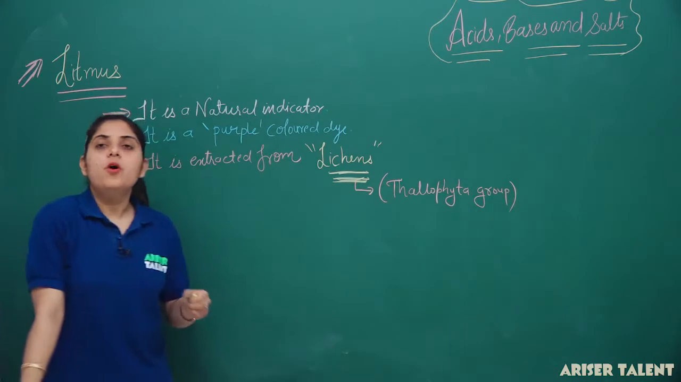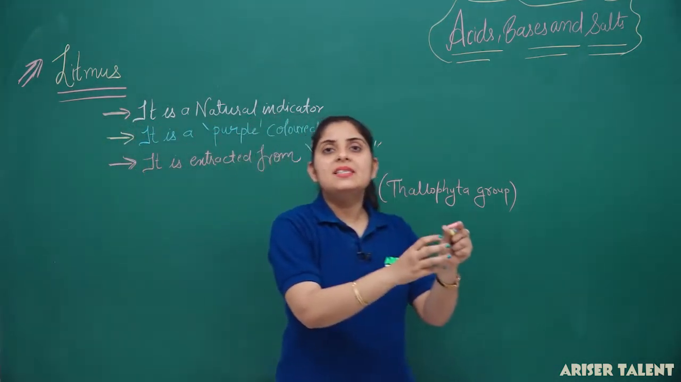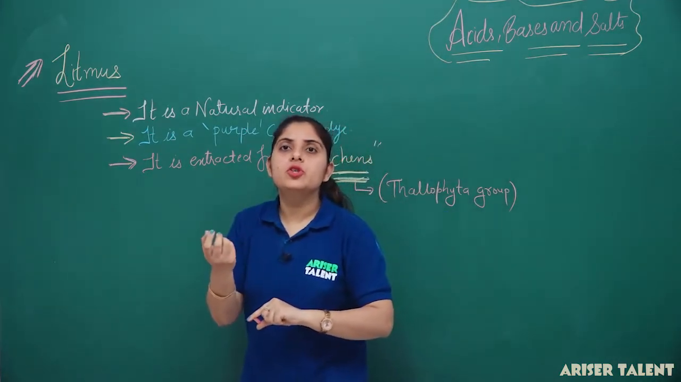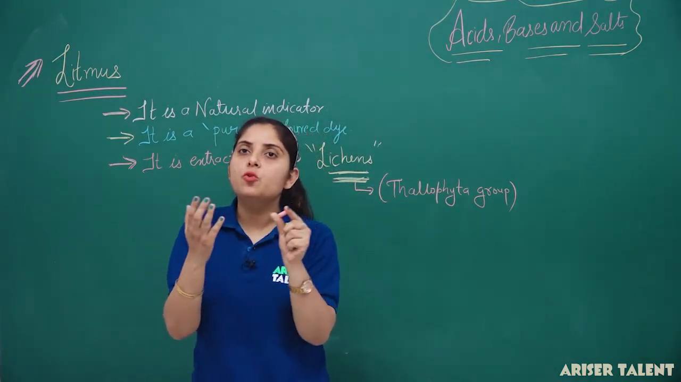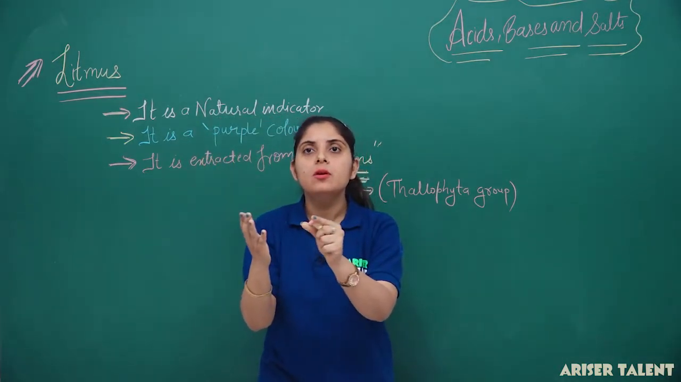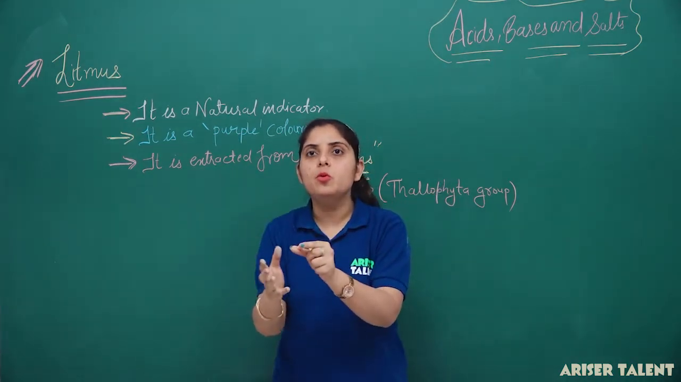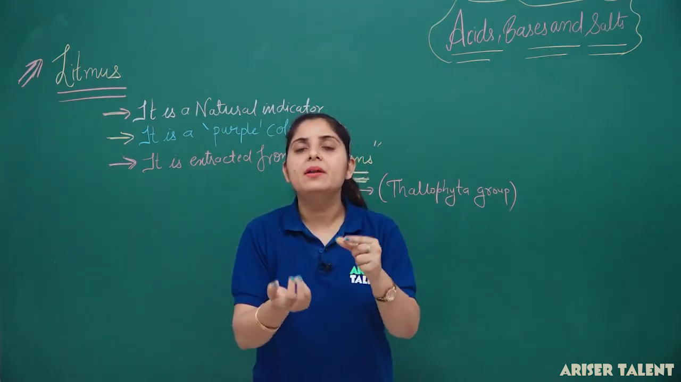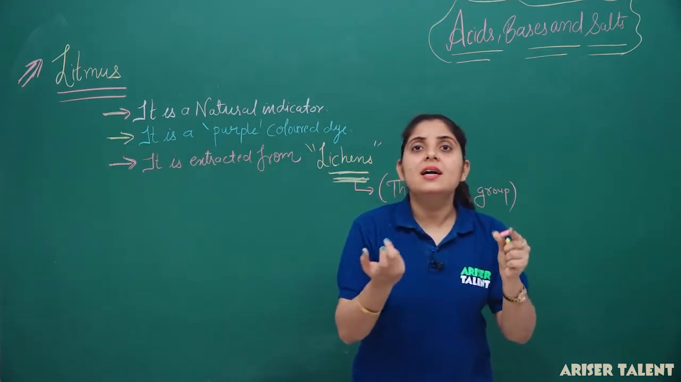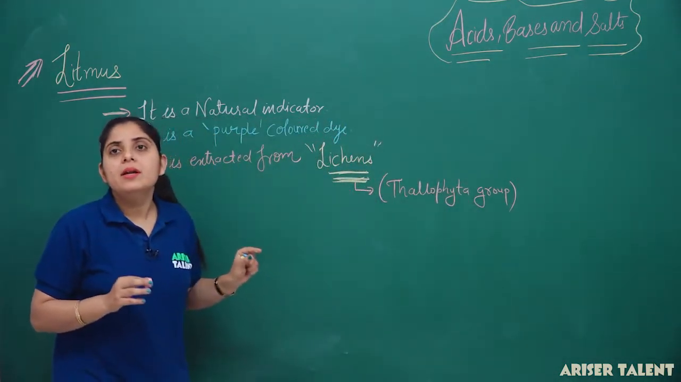Now, what happens in the case of litmus solution when bases are put on it? In the acidic medium, blue changes to red. If I am considering bases, red changes into blue. So litmus is basically a paper in which we can observe a color change in the case of acids and bases. So it is a very common indicator.